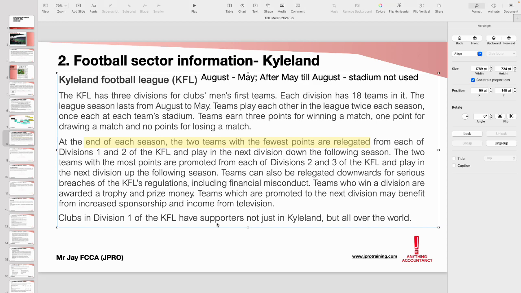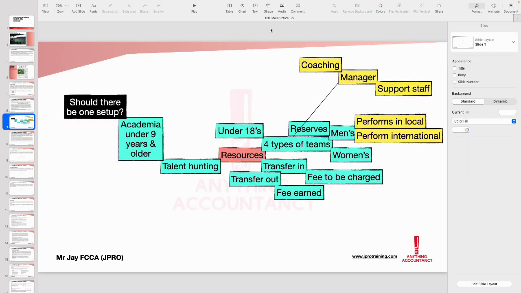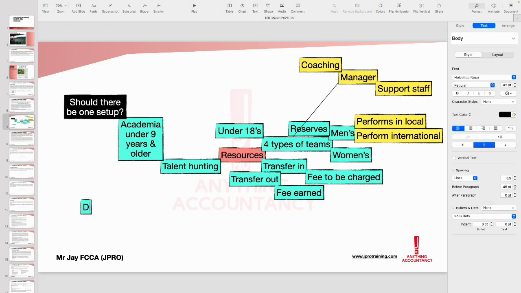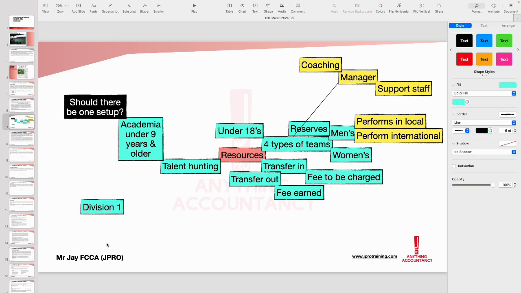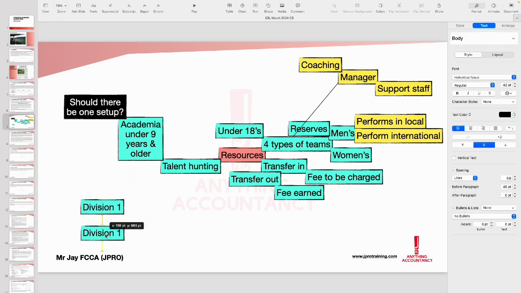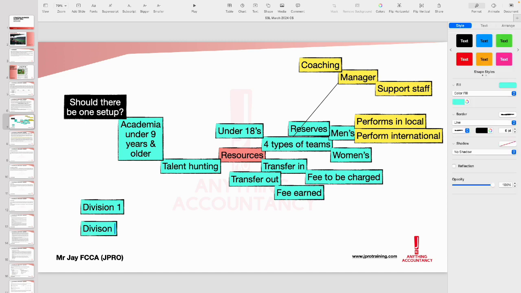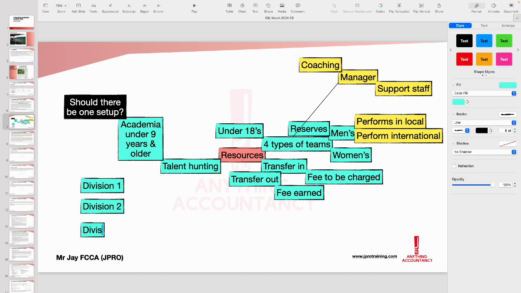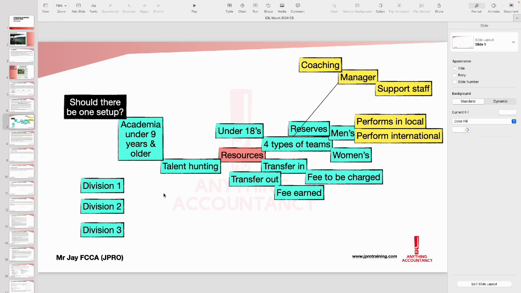So, what happens here is something like this. You are having three divisions. So here you got Division 1, you got three divisions for the men. Remember, three divisions for the men.